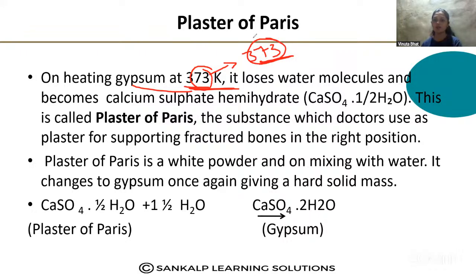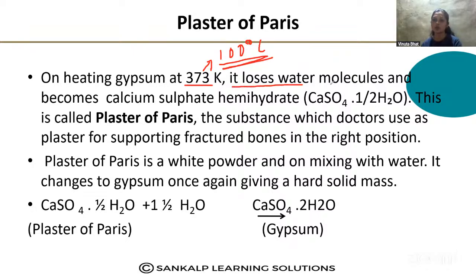It loses the water molecules and becomes calcium sulfate hemihydrate. When we heat the gypsum, it is converted into calcium sulfate hemihydrate. Yes, very good. That is 100. Very good, 100 degrees Celsius. So when we heat the gypsum at 373 Kelvin, that is 100 degrees Celsius. Okay, so you should know this in degrees Celsius also.